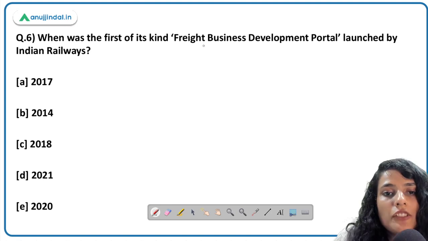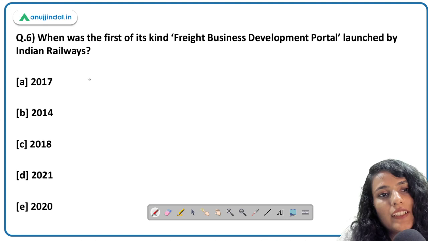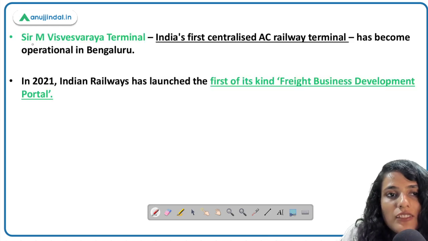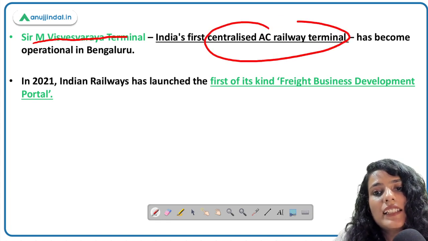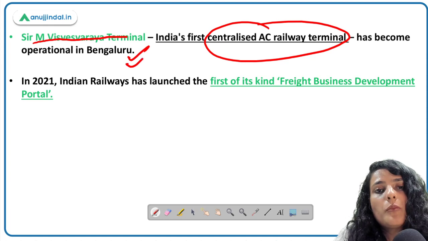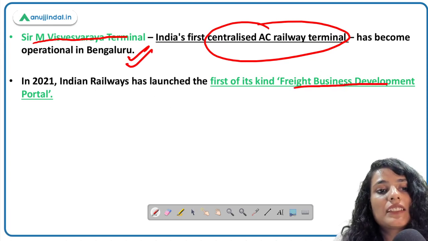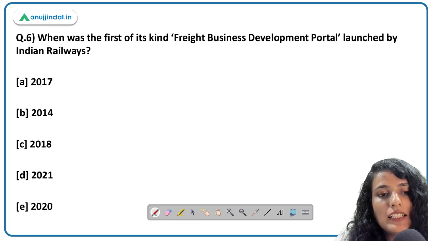When was the first of its kind freed business development portal launched by Indian Railways? When was this launched? Let's have a look first. Where was this launched? Shri M. Visveswaraya Terminal hai, India ka first centralized AC railway terminal. जो कि ऑपरेशनल हुआ है अभी बेंगलुरु में. It is first of its kind free business development portal and it was launched in the year 2021 itself.